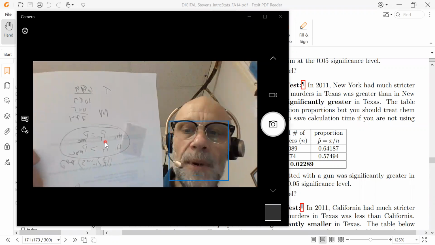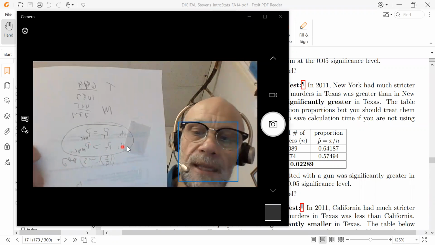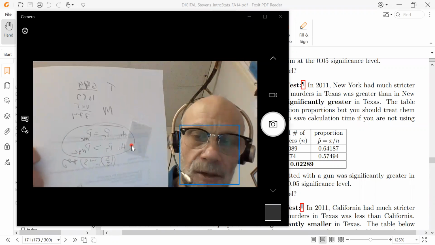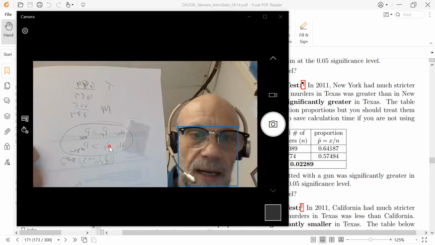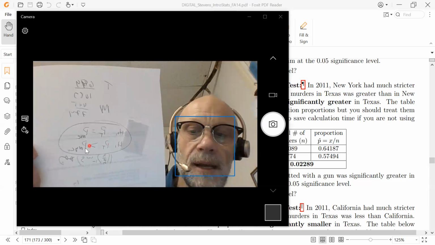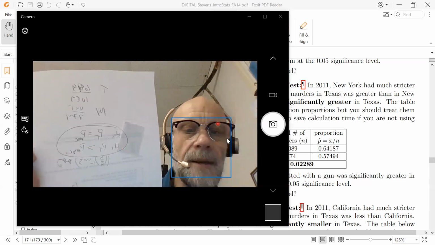Okay, so there's that one. That's my H0, and then this is the claim, right? This H1 is the claim in this case, because we're testing the claim that the proportion of gun murders in Texas is greater than the proportion of gun murders in New York City.